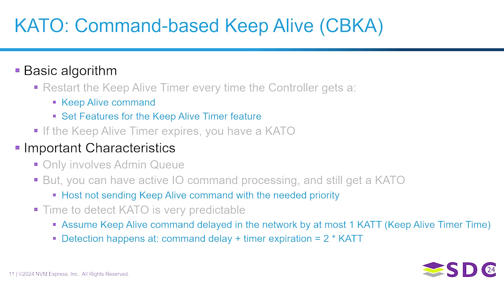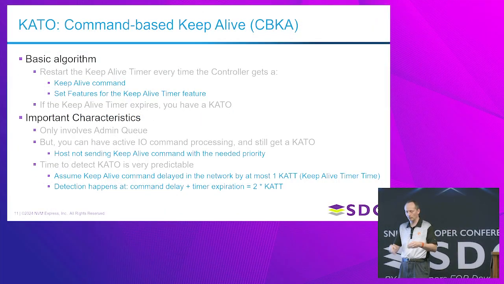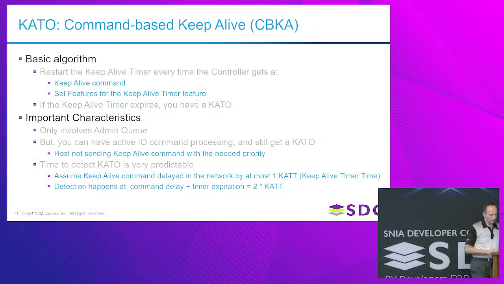The thing to remember, though, is that that keep alive command can get delayed in the network. And so to be conservative, we say that you should expect that it could get delayed 1 keep alive timeout time, because that's the amount of time that you could have a packet delayed in the network and still have a healthy connection. So in order to know that the controller has detected a keep alive timeout, you really have to wait the time that the packet was delayed in the network, and then 1 keep alive timeout time after that. And so it's 2 times cap.